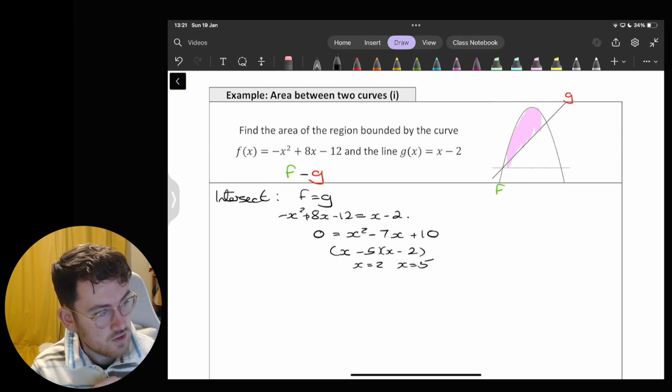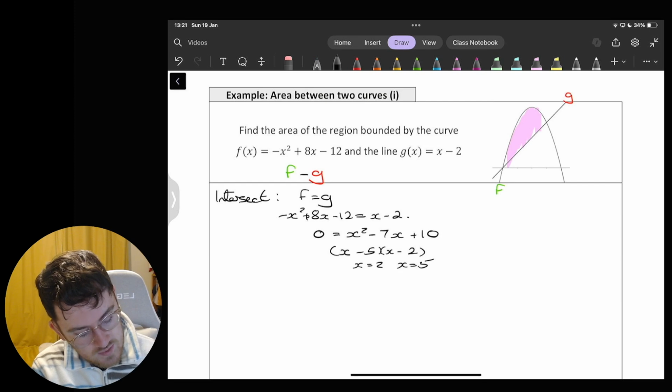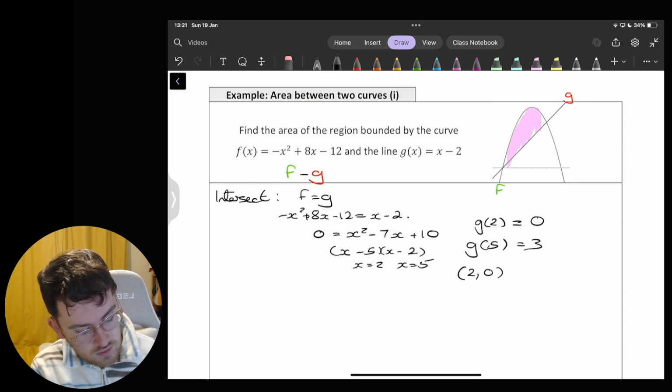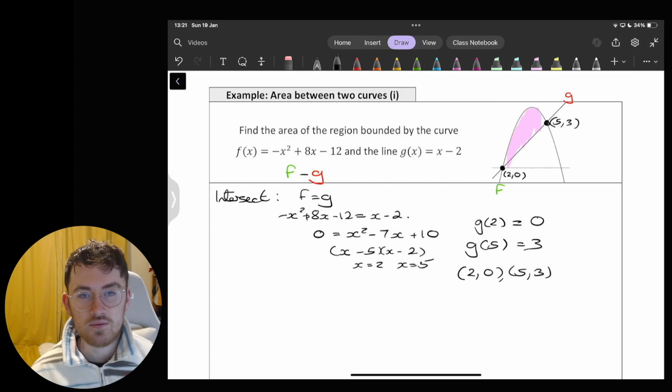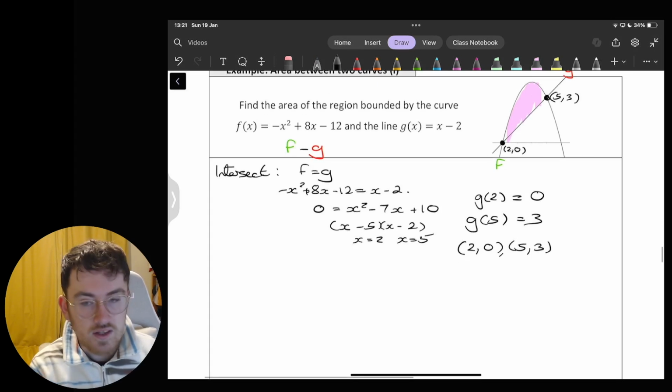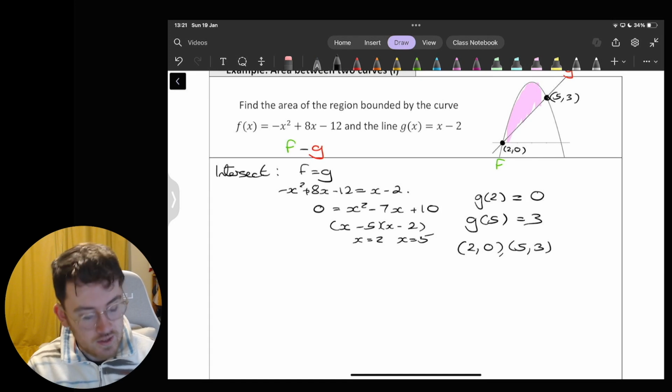We can also look at my y values. So g of 2 gives me 0, g of 5 gives me 3. So we're looking at (2, 0) and (5, 3) as my two points of intersection here. So this is clearly (2, 0), and this is (5, 3). Those are my two values here, and those are really the only relevant points. I'm looking for the area between the two of them.